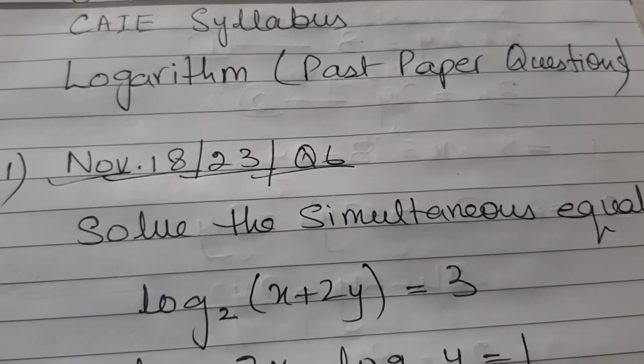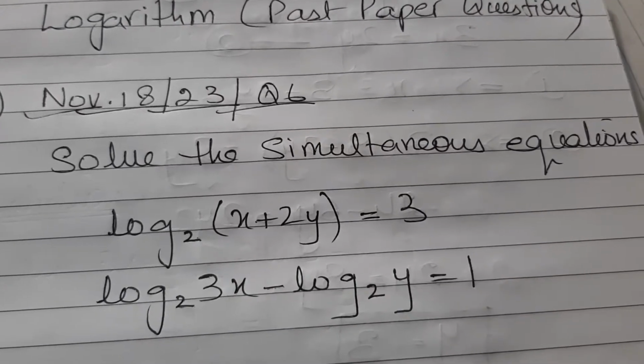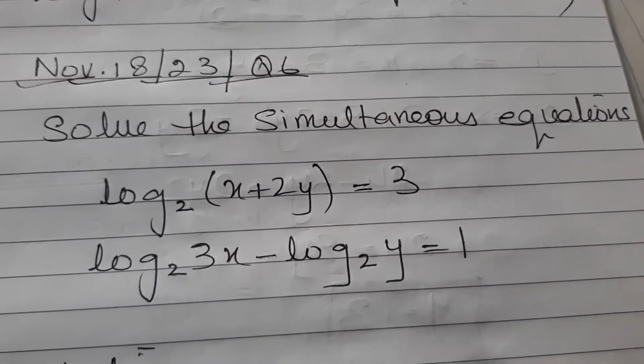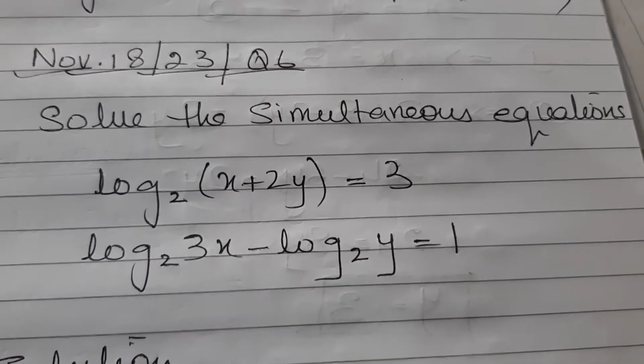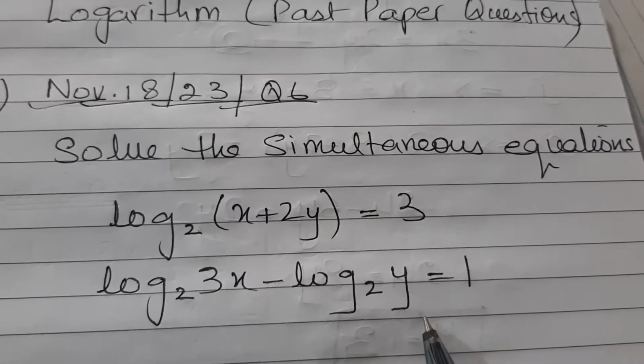So first question I have picked up is from November 18, variant 2-3, question 6. The question is saying solve the simultaneous equation. So you can see two equations are here. Solve means you have to find out the value of x and y. So we need to change, or we need to remove log somehow. So let's see what we do.